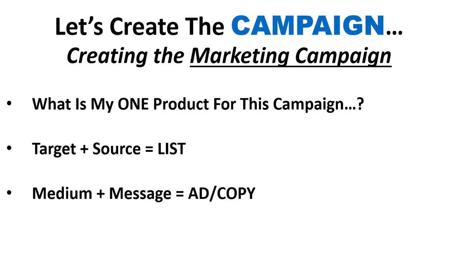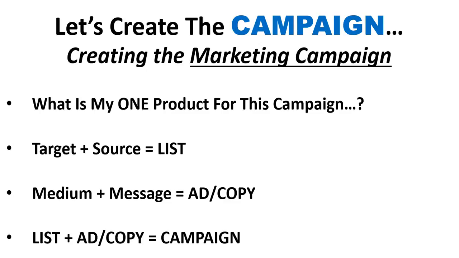So target plus source equals list. Medium plus message equals ad copy. I know you didn't sign up for a math class. We're going to really break all this down, make it a lot easier, but I want you to at least go ahead, write this down for now, okay? And that way you can at least have it, and you'll understand it once we go through it. And then last but not least, your list plus your ad or copy equals your campaign, all right?